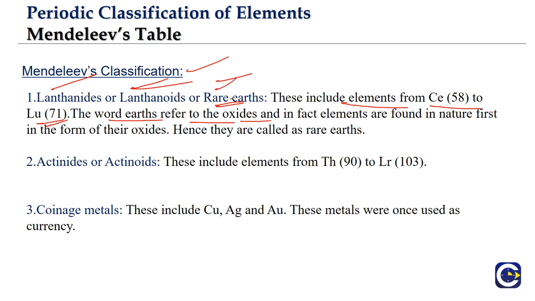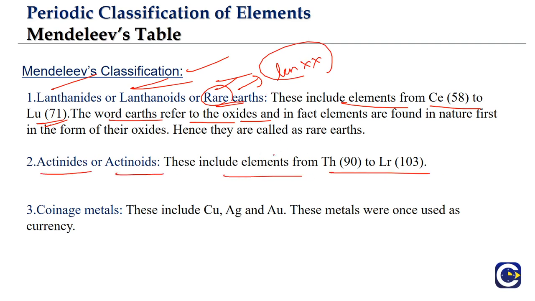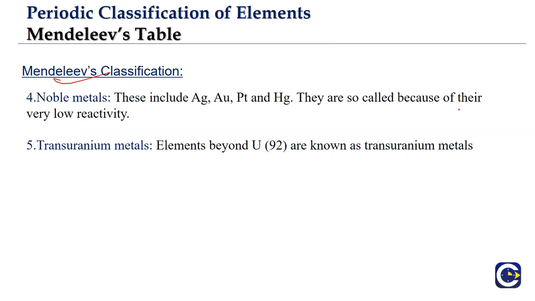And rare, contrary to what people might think, doesn't mean that these are present in any less amount. In fact, these elements are present in quite good abundance. And then we have actinoids, the elements from thorium to lawrencium. We have coinage metals, the metals used for making currency coins: copper, gold and silver, the usual metals used for making coins at that point of time. Then we have noble metals, the ones that are low on reactivity, whether it is silver, gold, platinum, mercury.